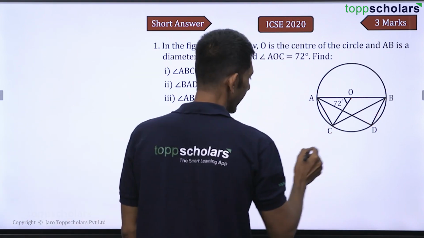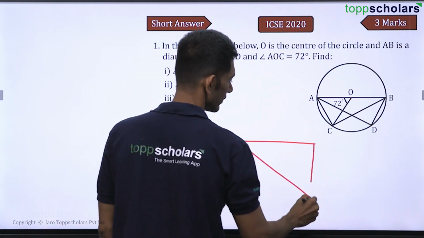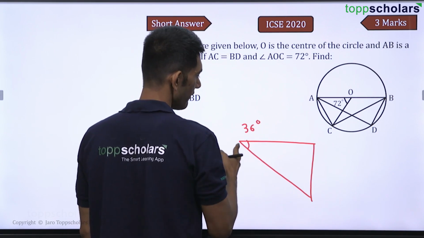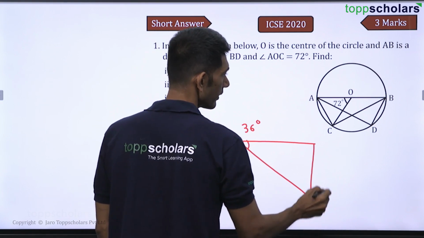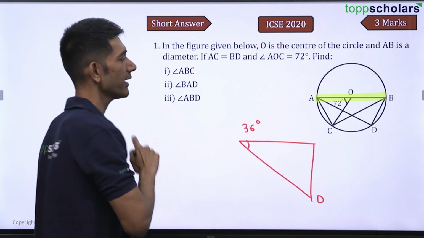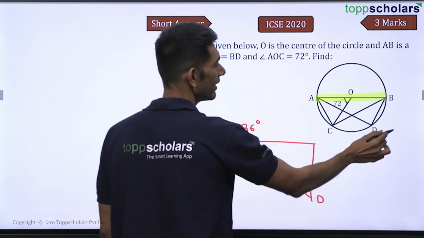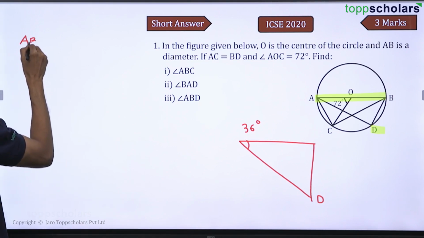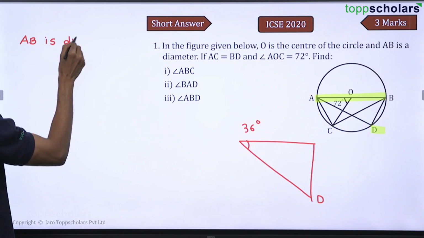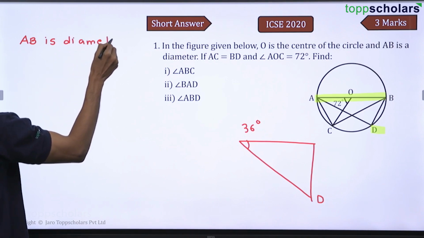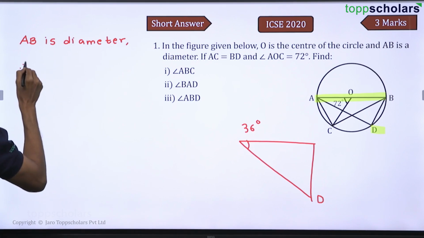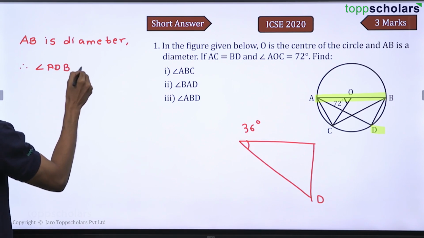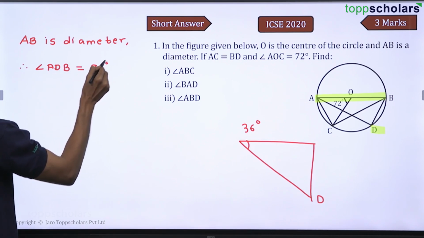Now understand the triangle here. Now this is 36 degrees. We have ADB. Already given that AB is the diameter. So if AB is the diameter, how much will be angle D? Can I say angle D will be 90 degrees? It is given that AB is the diameter, therefore angle ADB is equal to 90 degrees.